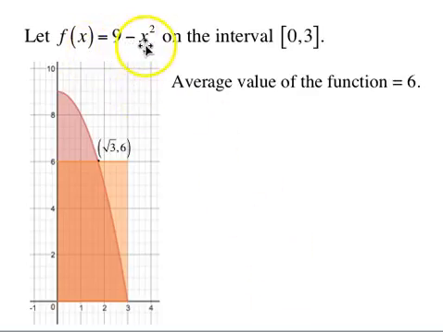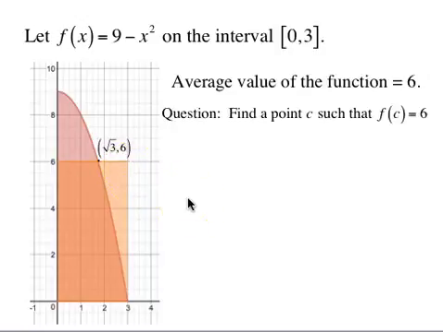We had f of x is 9 minus x squared on the interval from 0 to 3. We said the average value of the function is 6, and I'm claiming that this point right here, where the line that defines the rectangle and the curve meet, is when x is square root of 3 and y is 6. So obviously the y value has to be 6. Can we show that the x value is the square root of 3? So we're looking for a point c between 0 and 3 such that f of c is 6. We want f of c to equal 6.